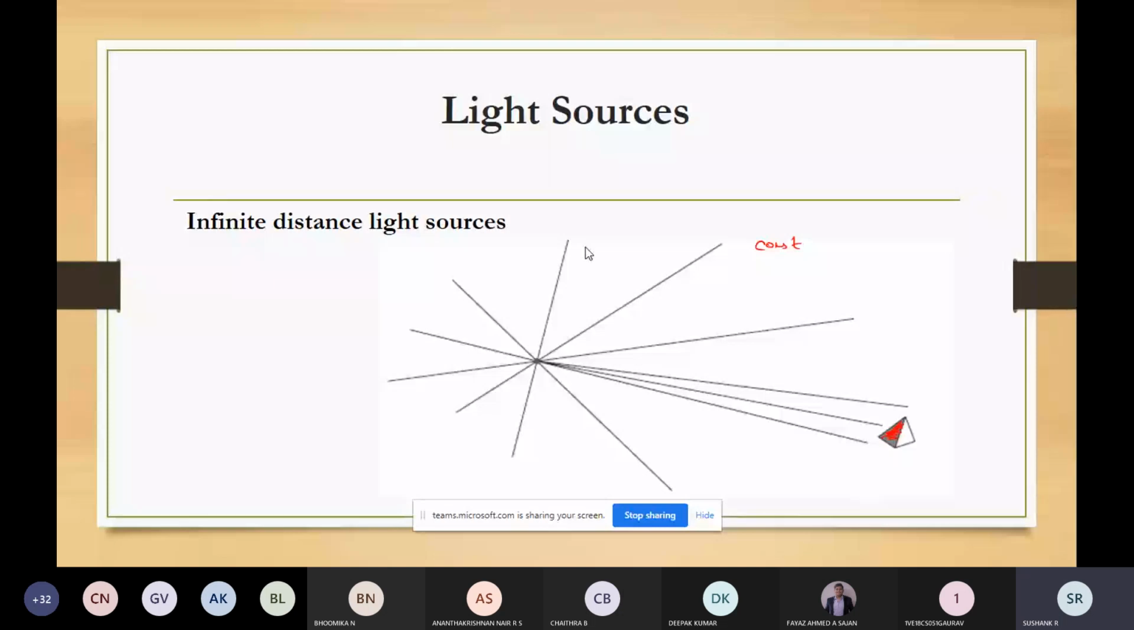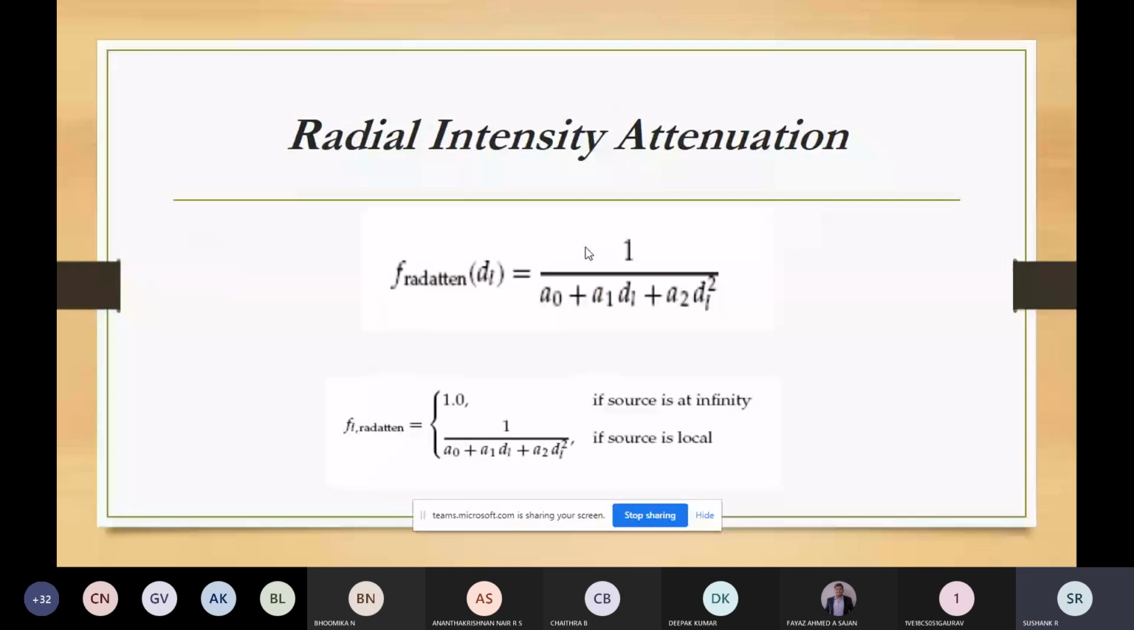So now here we are going to calculate the radial intensity attenuation. So what does attenuation mean? It's the loss of strength or weakening, you can think of it like that. For example, if you're standing in front of an object that is emitting light energy or heat energy, and you are very close to that object, you will feel very hot. But if you are standing very far away from that object, the effect will be a little less.